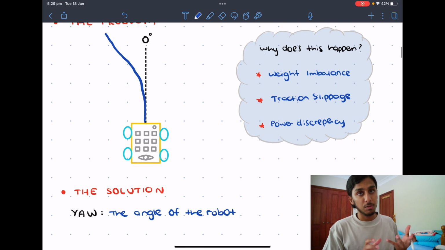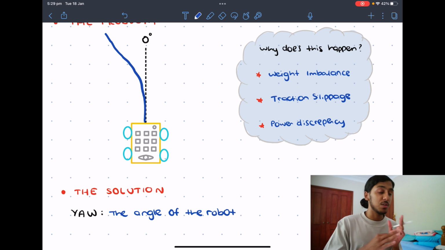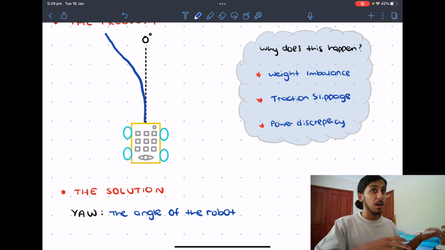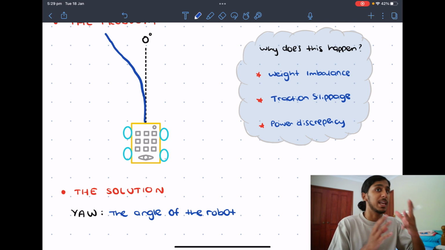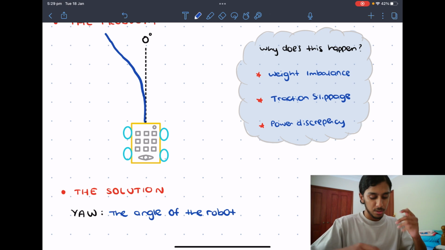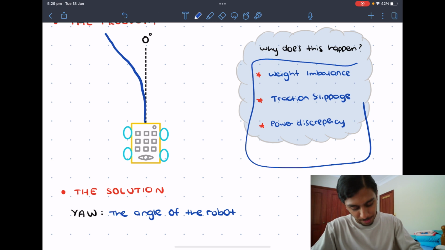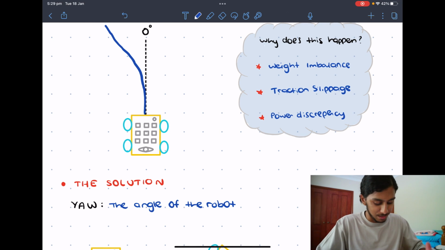The last one is power discrepancy. This isn't as much of an issue with Spike as it was with EV3, but sometimes the hub can output different powers to the wheels. One wheel may actually be turning at 94 or 93, whereas the other one's turning at 100. And so that power discrepancy becomes a bit of a factor. So these are 3 main factors, and that's the real problem, right? We now need to fix this.